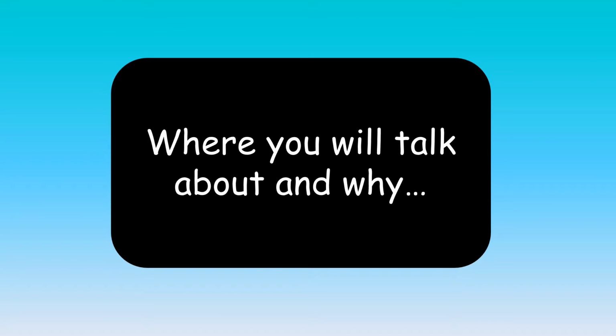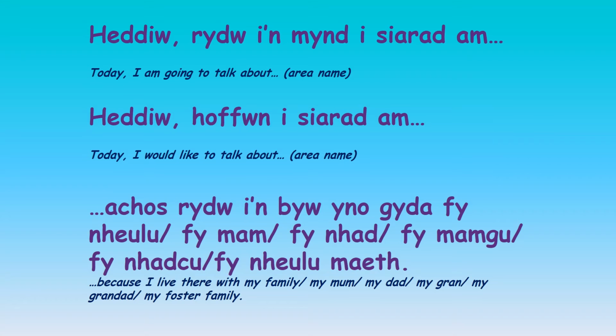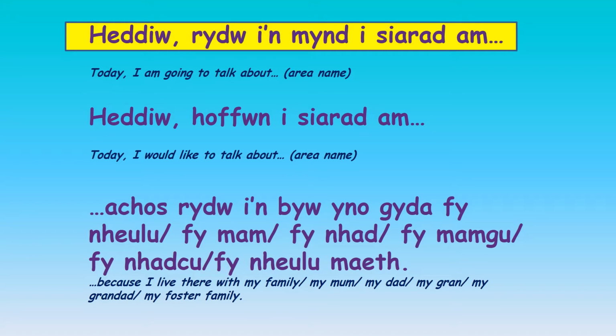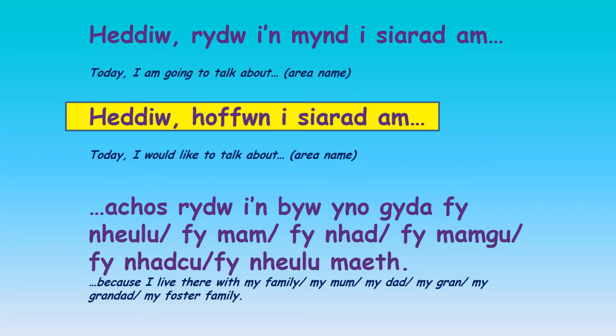Now, where you are going to talk about and why. You may wish to start by saying, heddiw, rydw i'n mynd i siarad am. Today I'm going to talk about. You then need to add your area name. For example, heddiw, rydw i'n mynd i siarad am Borth Cawl. Alternatively, you could start by saying, heddiw, hoffwn i siarad am Borth Cawl. Today I would like to talk about Porthcawl.